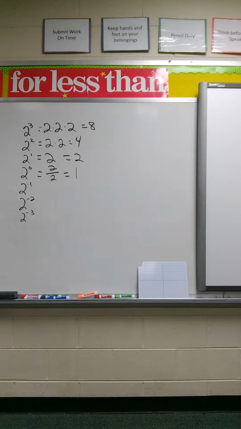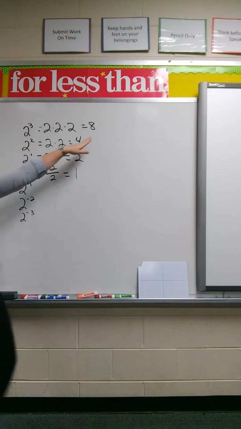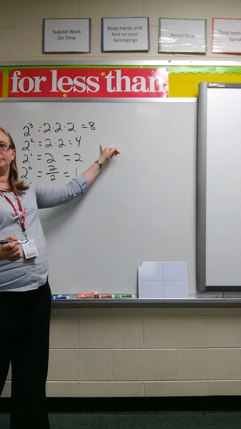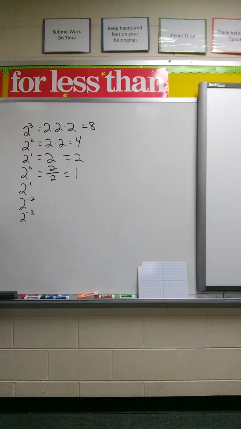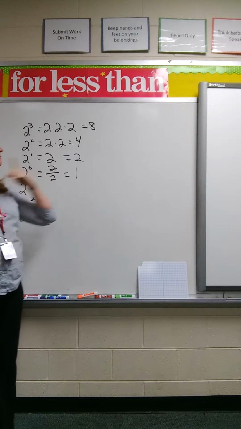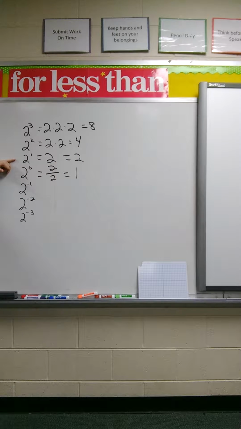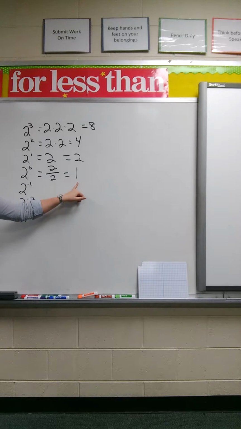So going from 2 to the third to 2 to the second, we divided by 2. From 2 squared to 2 to the first, we divided by 2. 2 to the first divided by 2 would give us 1. Okay.